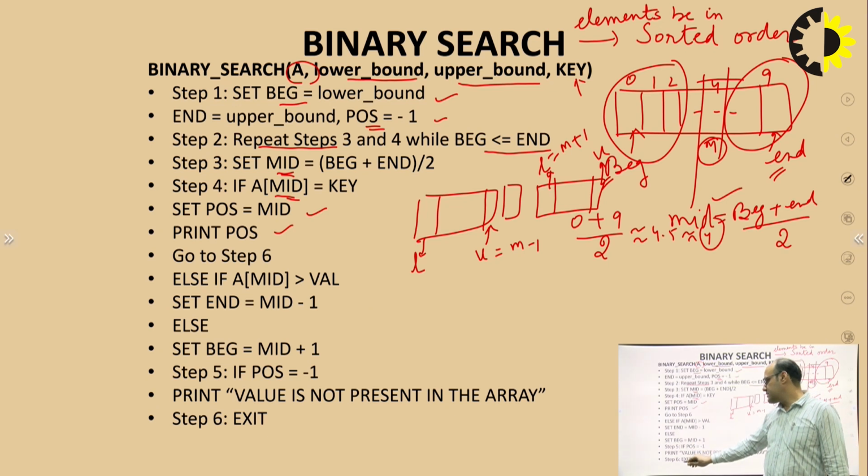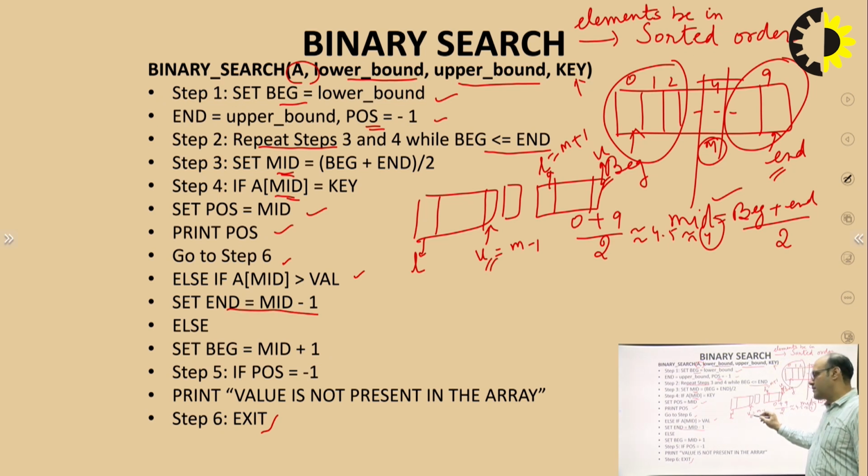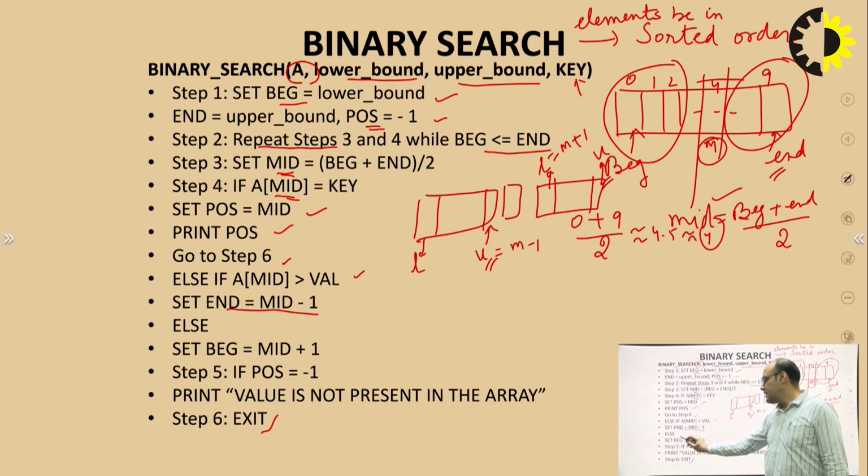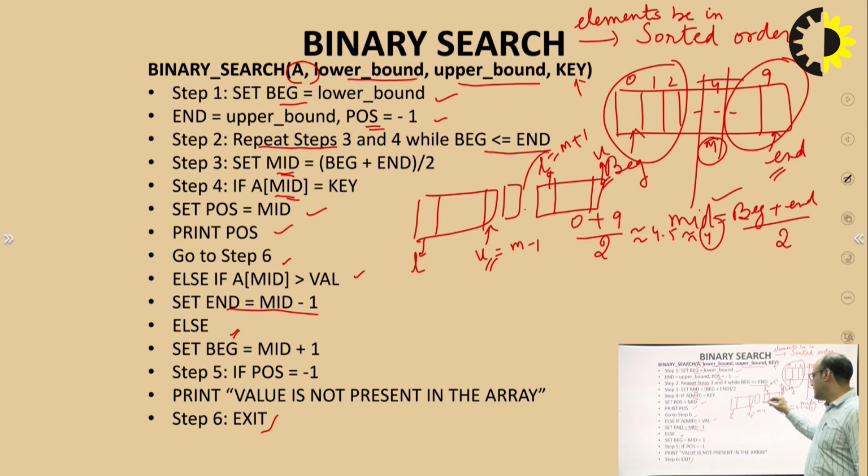What does step number 6 say? Exit. Element found, and go to step number 6. If not found, then what will we do? Else if we check whether A[mid] is greater than that value, then what will we do? We will set the end position. Upper bound is set. Otherwise, if the element exists in the right partition, then we will set the beginning. Here I have set the mid. Lower is equal to mid +1.